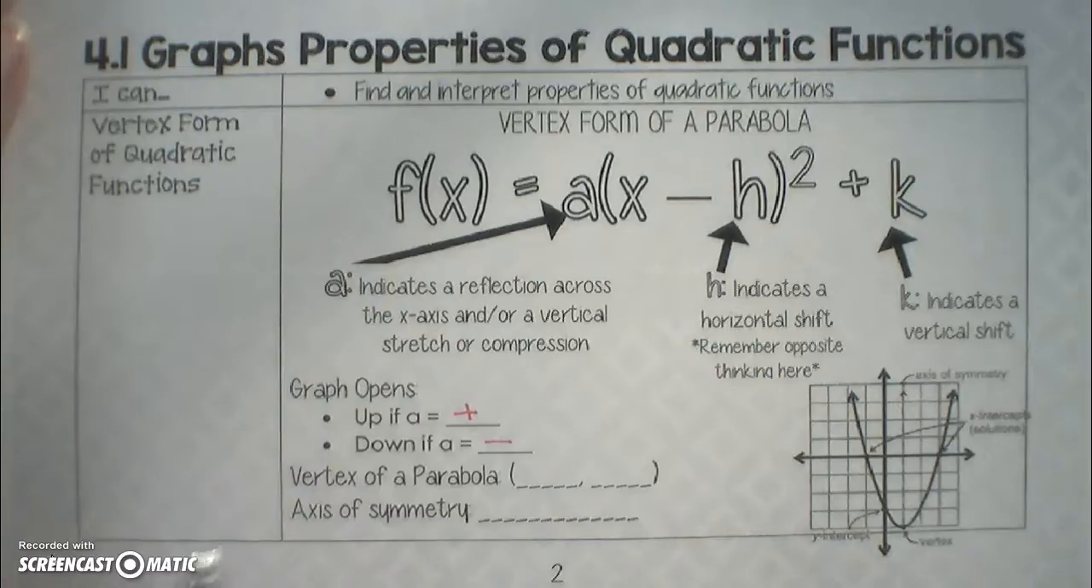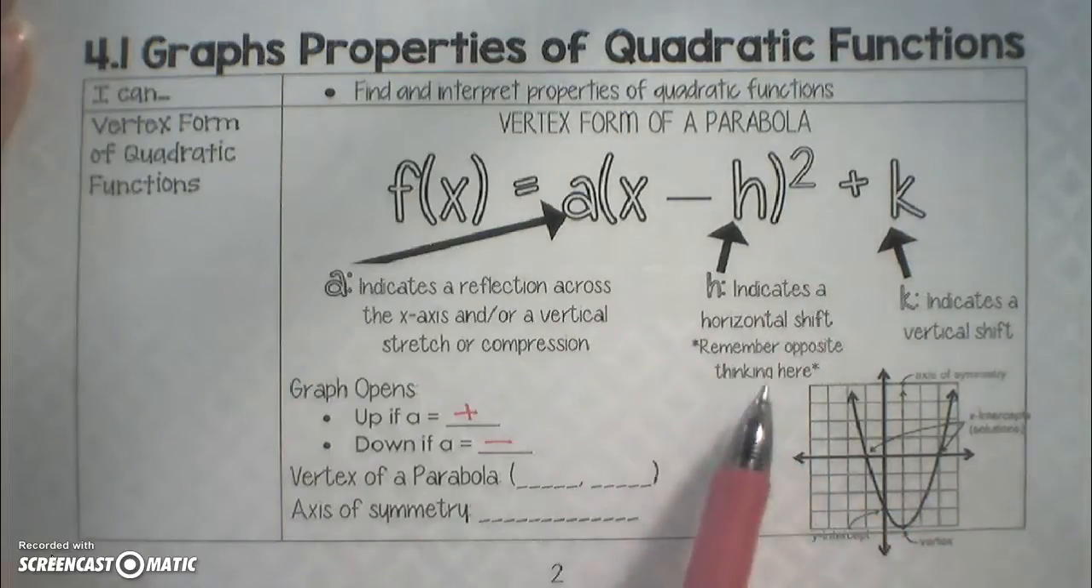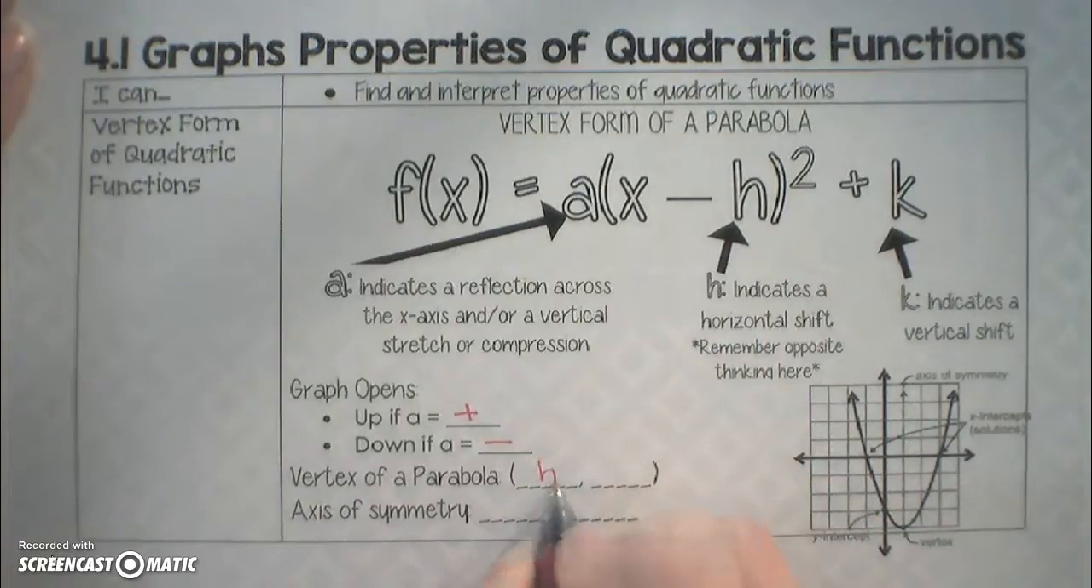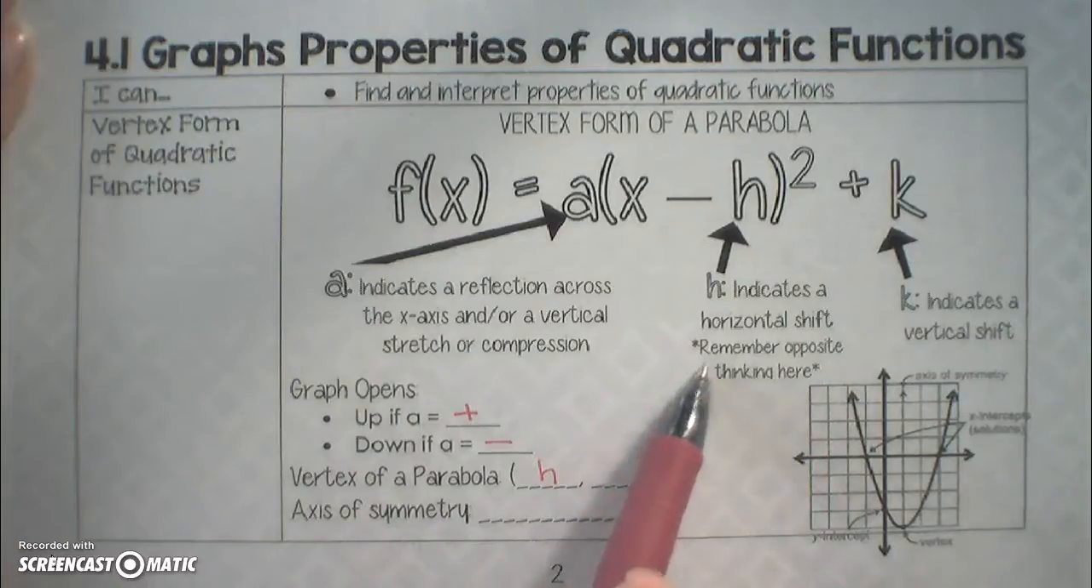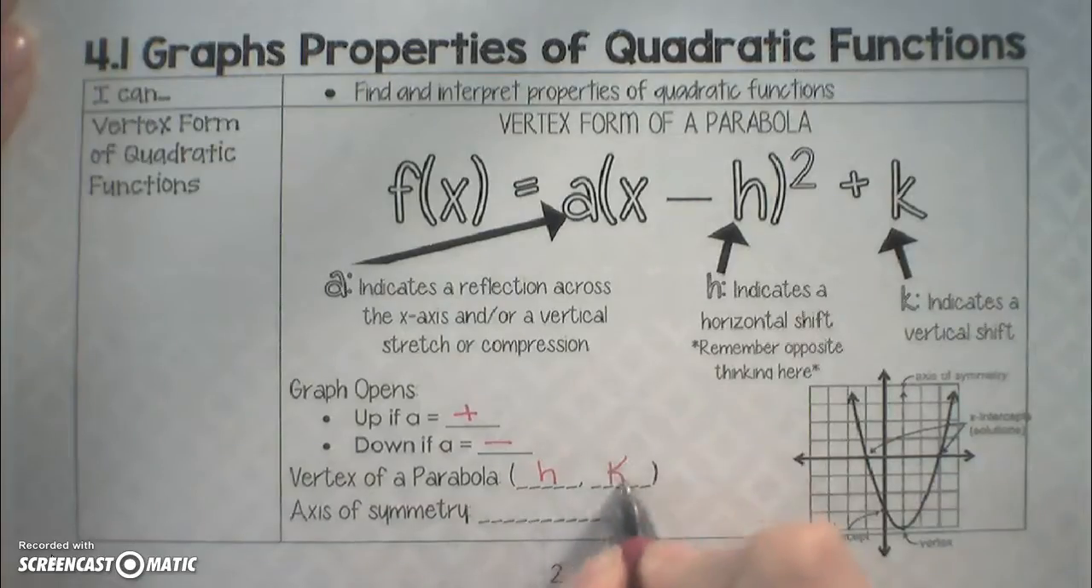Same with vertex. Remember how we come up with our vertex where we start our graph? We do the opposite of the h. So I'm just going to put h, but remember that it's opposite thinking here. And then we bring our k down and we have our starting point.